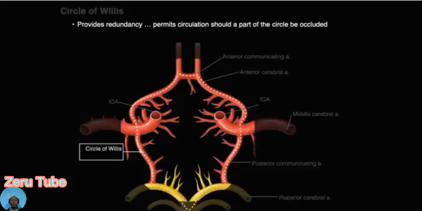What is the importance of the circle of Willis? For example, if an occlusion or obstacle occurs here, in the anterior cerebral artery, how can blood circulate? The blood is blocked due to different factors. So the importance of the circle of Willis is that it gives collateral circulation. Blood from the right can go to the left through the anterior communicating artery, bypassing the blocked artery. This is the importance of the circle of Willis: collateral circulation for the brain.